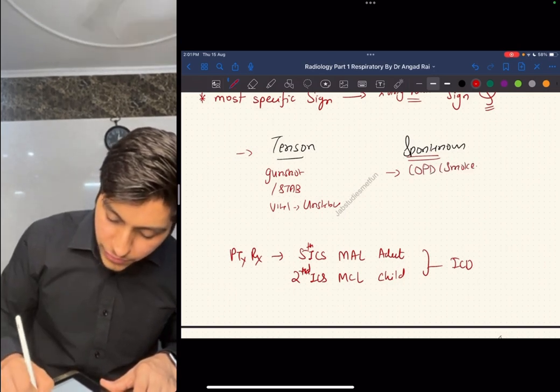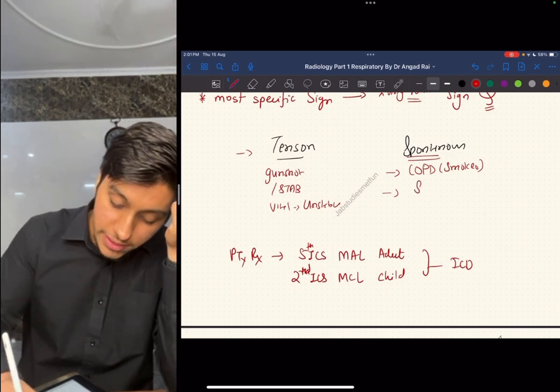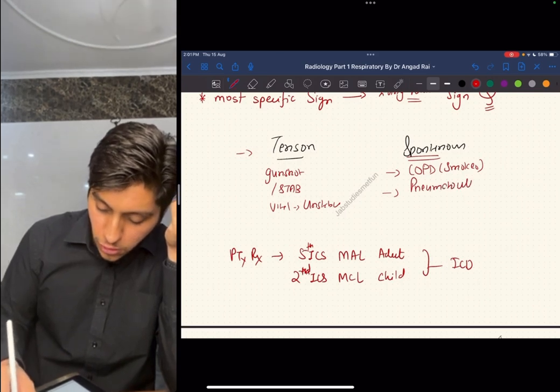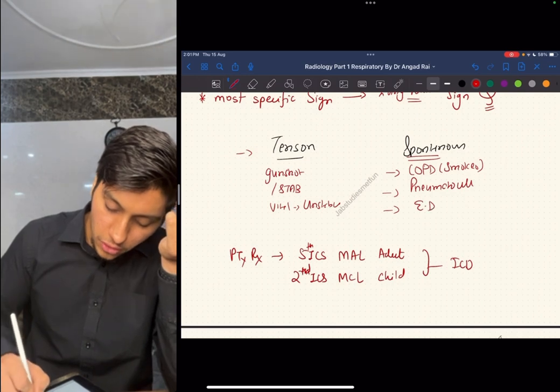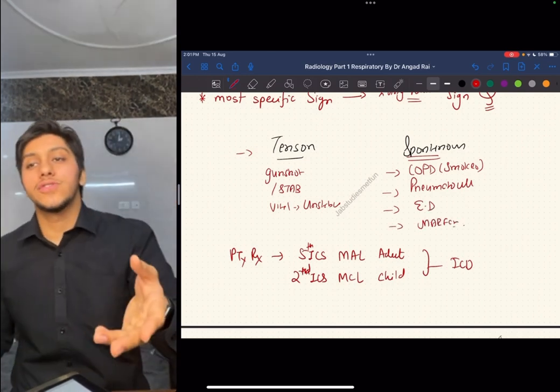Correct? Then if a patient has a Staphylococcus aureus type infection, he'll develop something which is known as pneumatocele. Or if you have rubber band syndrome, which is Ehlers-Danlos, or you can have Marfan's. So these are the causes of spontaneous.